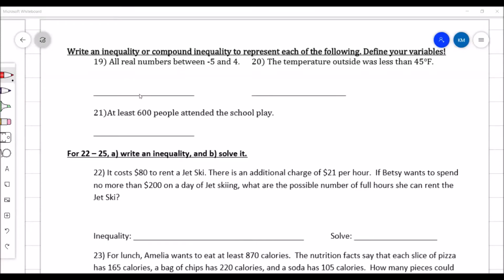All right, here we go. It says write an inequality or compound inequality to represent each of the following, and then define your variables.